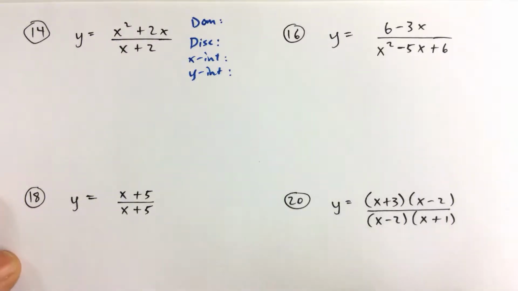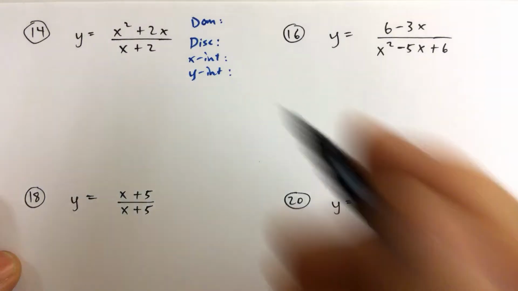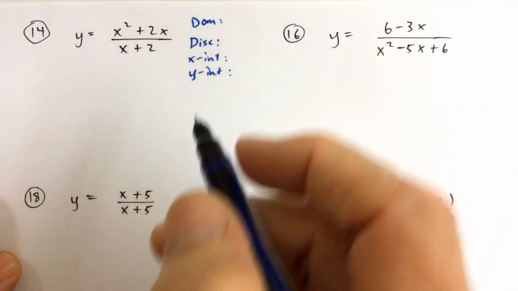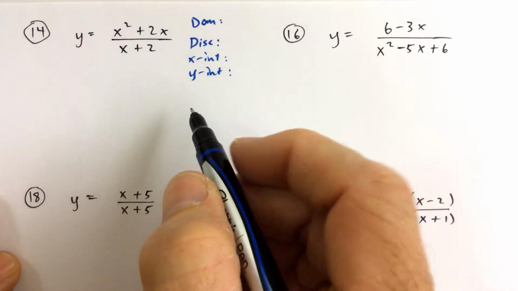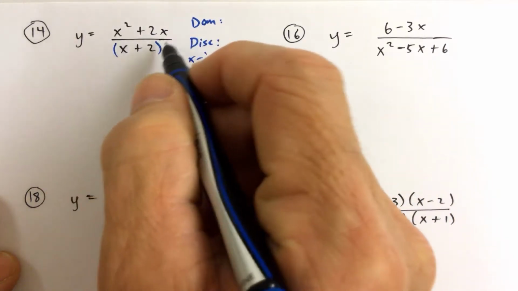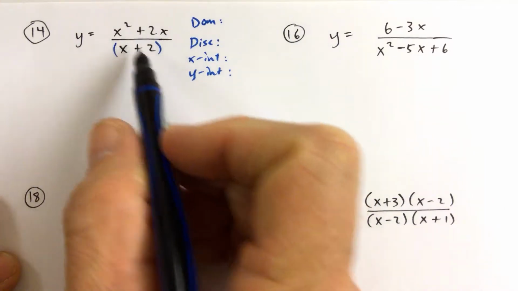Problem numbers 14 and 16, we're supposed to find the domain, discontinuities, intercepts, and also to classify the discontinuities as removable or non-removable. And if you watch the first few videos, you should be dialed in right now. We always have to factor and cancel.